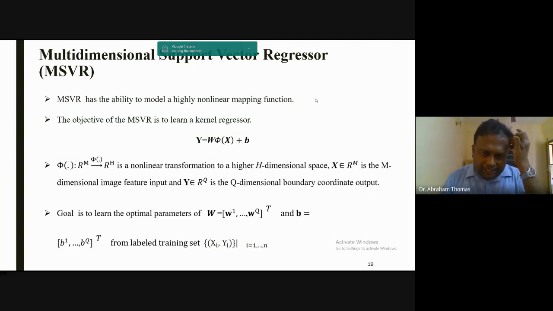From the labeled training set, (Xi, Yi), i is equal to 1 to n. So in the training set, we have n data points. For each i from 1 to n, Xi is a feature vector of dimension 784, and Yi is the corresponding target regressed output, which has a dimension of 200. So we are given a training set of n Xi, Yi pairs, and from there we have to compute the optimal W and b.